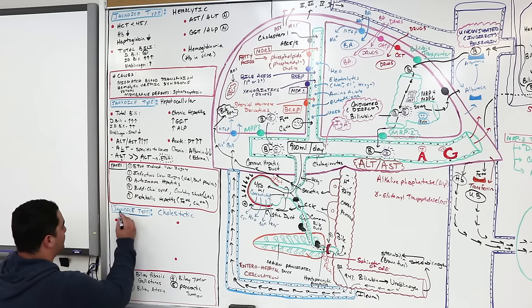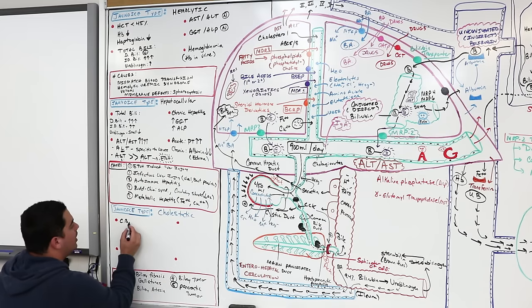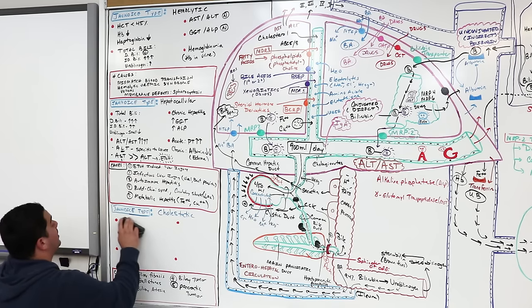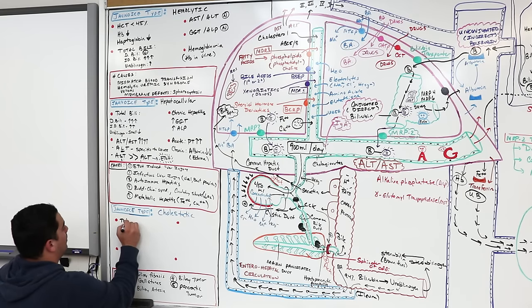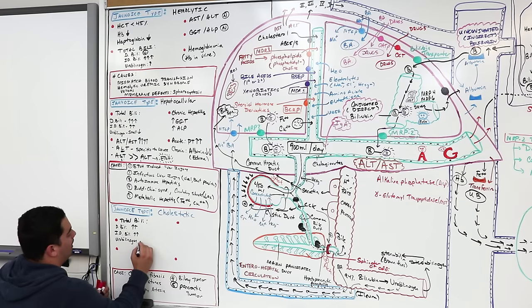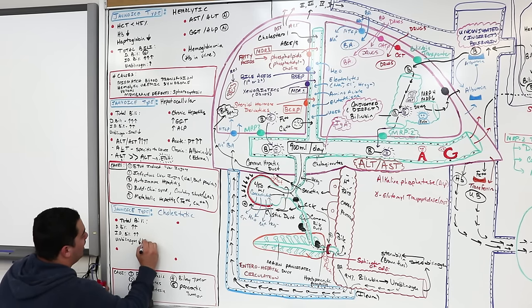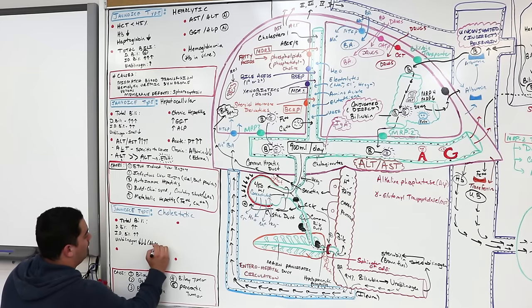You're going to see that in these patients, they might have some conjugated, because a lot of this stuff is going to be backflowing. Actually, let's stick with the situation here. Total bili. Let's say that the direct bilirubin might be slightly elevated. Let's put here, slightly elevated. The indirect bili might be slightly elevated. But the urobilinogen, this is the big indicator. This is the one I want you guys to not forget. This one is going to be really, really low or absent.